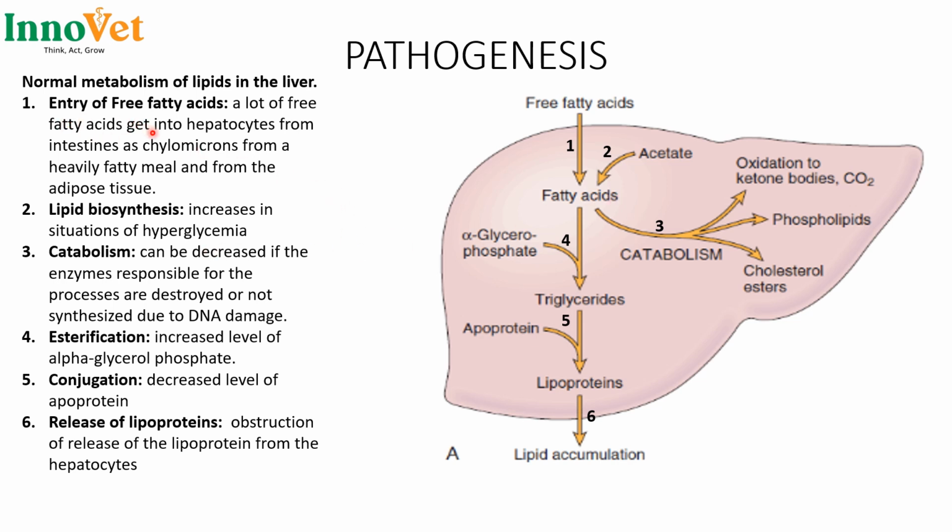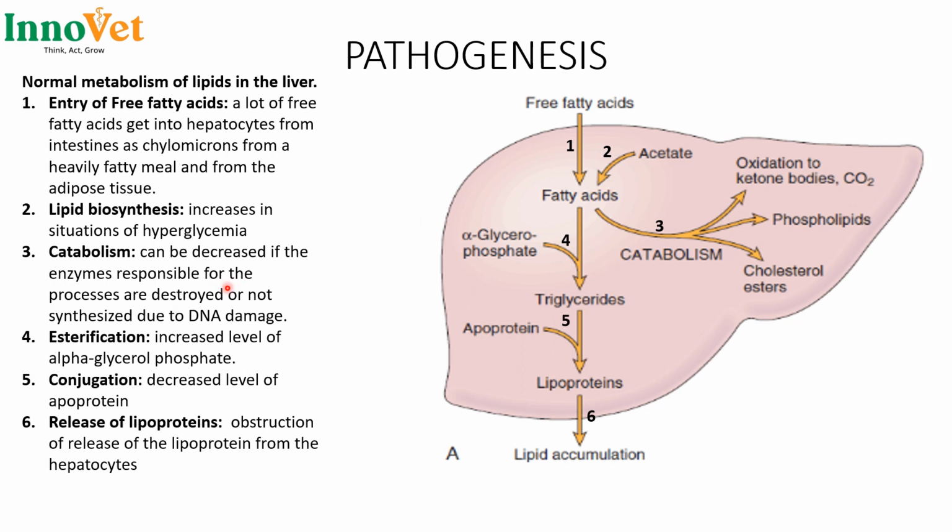For example, the entry of fatty acids: a lot of free fatty acids get into the hepatocytes from the intestines as chylomicrons, most especially if you eat a heavily fatty meal. Then step number 2, lipid biosynthesis. For example, if you have a condition of hyperglycemia, you have a lot of glucose in your blood, it will be brought to the liver so that that excess glucose can be converted to lipids and stored.